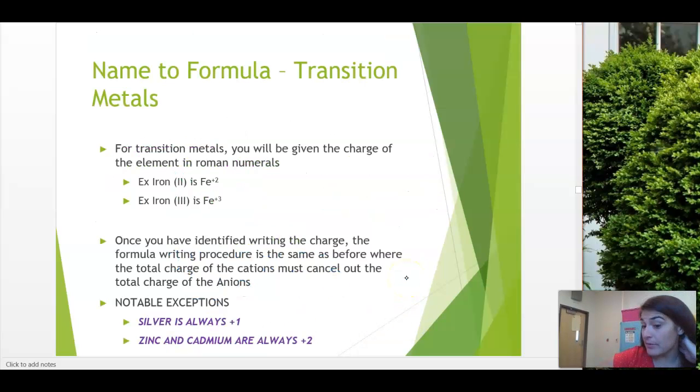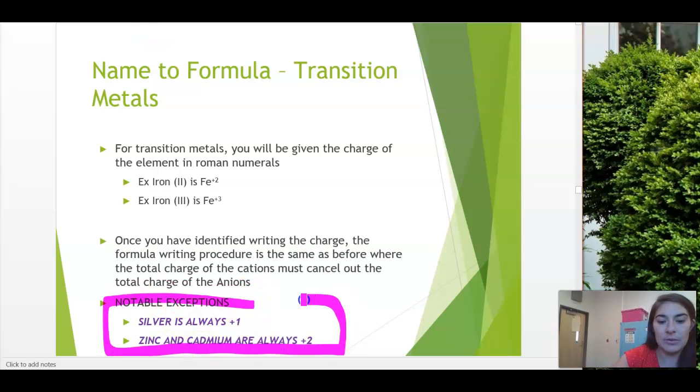The other way around, you will simply be given the charge of the transition metal in the name. It'll say iron 2, iron 3, chromium 4, vanadium 3, whatever. Okay, it's written in the name. The only thing that you do need to highlight here, though, is silver is always +1. Zinc and cadmium are always +2. Those are those 3 rogue transition metals that you need to know. All the rest have multiple charges. It has to be given to you. There's nothing else we can do about it.